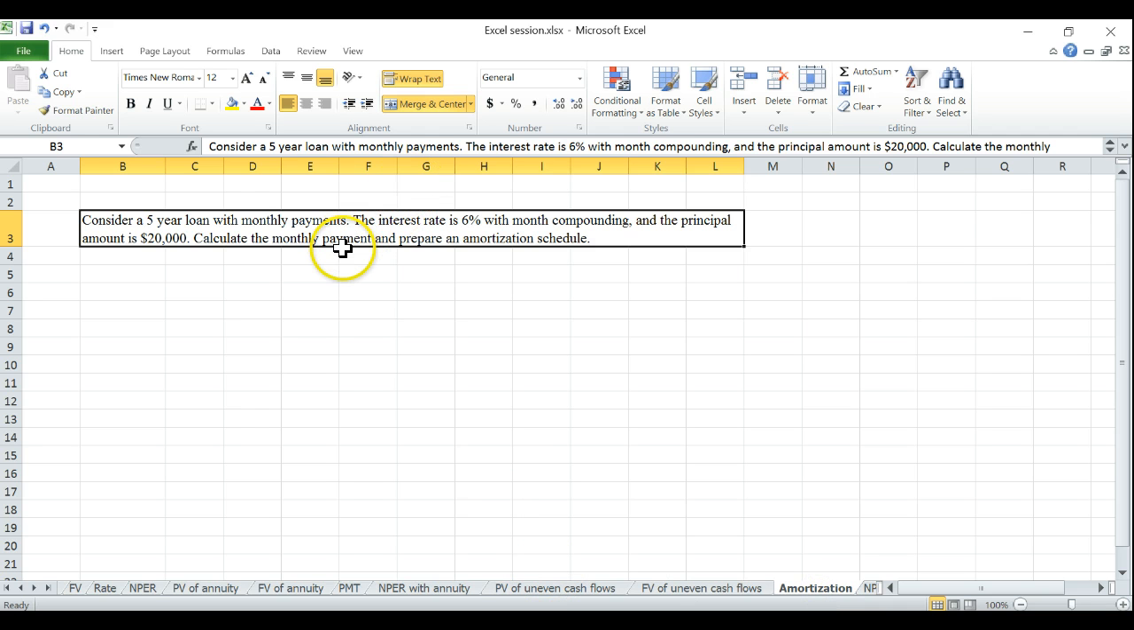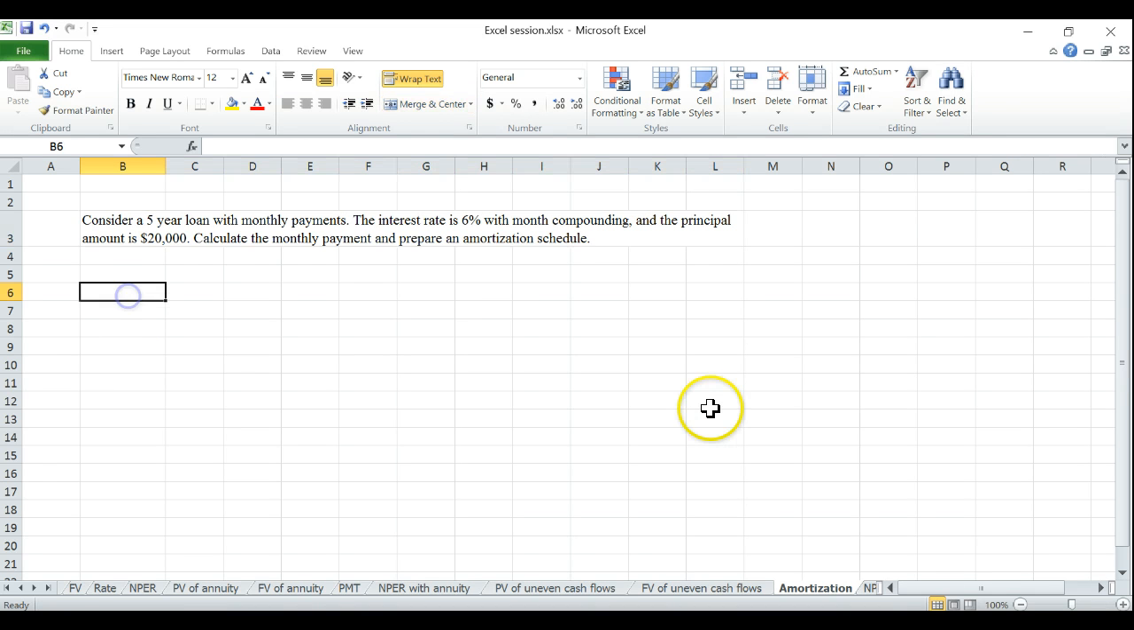Then next we have the amortization problem. So this is the loan that we took. We're going to pay it in 5 years in monthly installments. How much of each installment is going towards interest and how much is going towards principal? So we create an amortization schedule. I'm just going to show you how to do that in Excel.